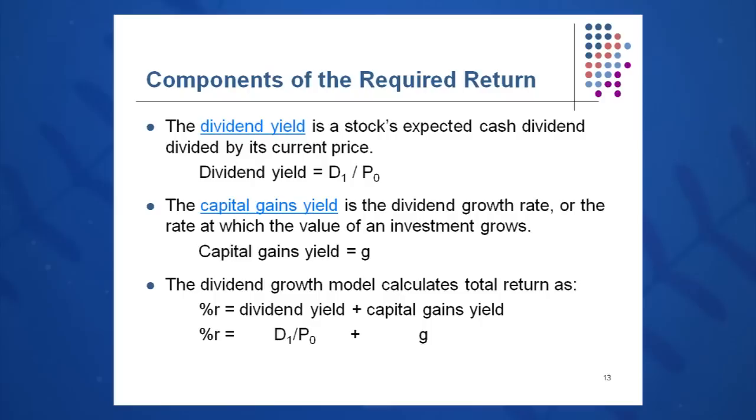So when I buy a stock, hopefully someday it will pay me a dividend. Breaking up that constant growth model into pieces, the dividend yield gives me dividend 1 over P0. So the percent R is equal to D1 over P0 plus G: dividend yield plus capital gains yield. And that's what I look for when I buy a stock.